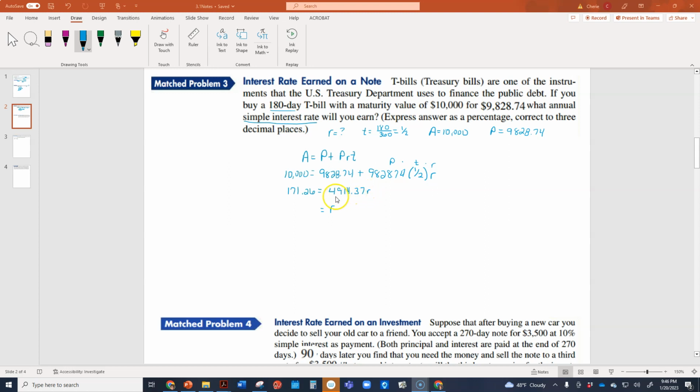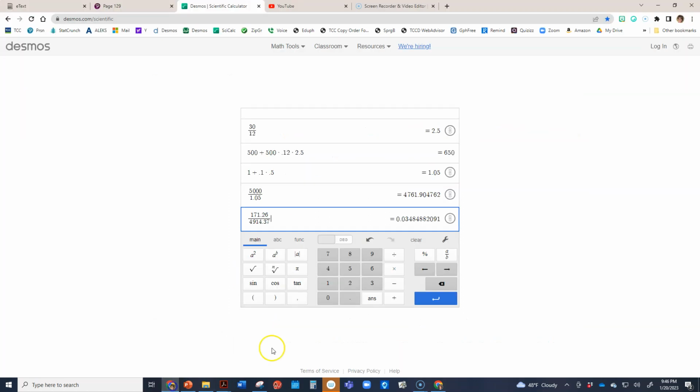So why do I undo multiplication? I'm going to divide both sides of my equation by $4,914.37. So I'm going to take this number and divide it by this number. And it says express your answer as a percentage correct to 3 decimal places. So if I have a percent and then I have 3 decimal places after that, when I do my division right here, when I get these numbers, how many decimal places do I need? I need 5, because this decimal here is going to move 2 places. That's going to give me the whole part of my percentage, and then I need 3 decimal places after that. So I need to round it to 5 decimal places.